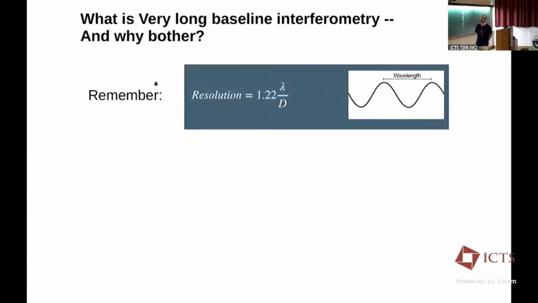So, very long baseline interferometry. What is it, and why do we even bother? Let me go back a second and remind you of this particular slide on resolution, which I more or less flipped by. So it's lambda over D, right? It's the wavelength over the diameter of your dish.